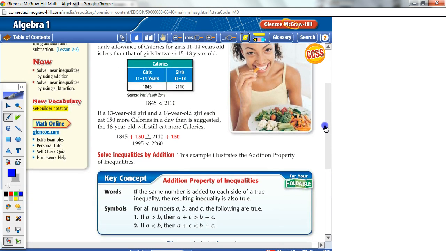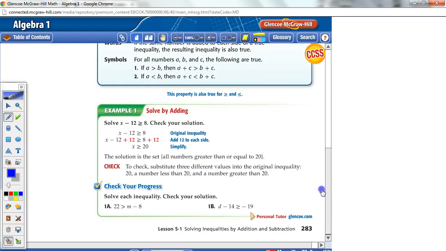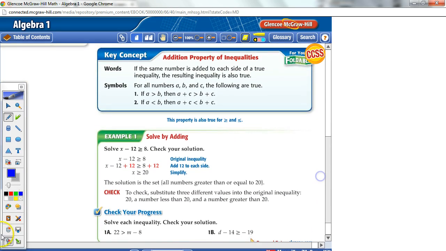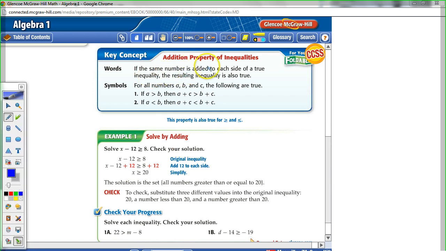Okay, let's do the key concept. Addition property of inequalities. If the same number is added to each side of a true inequality, the resulting inequality is also true. For all numbers a, b, and c, the following are true. If a is greater than b, then a plus c is greater than b plus c. If a is less than b, then a plus c is less than b plus c. So when you add the same c on each side, the inequality stays the same.